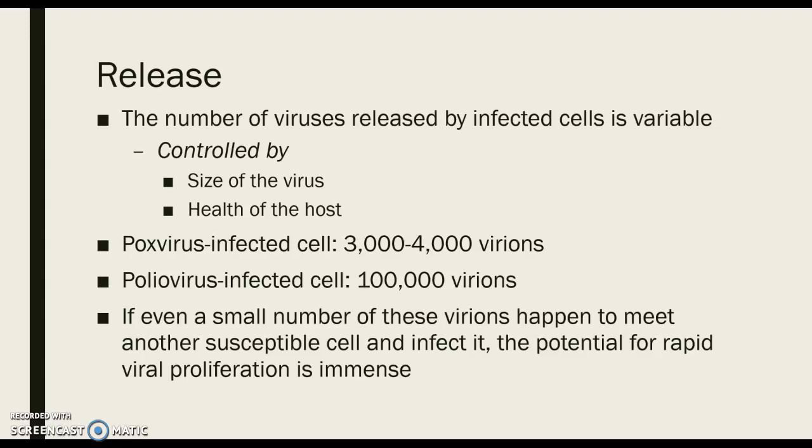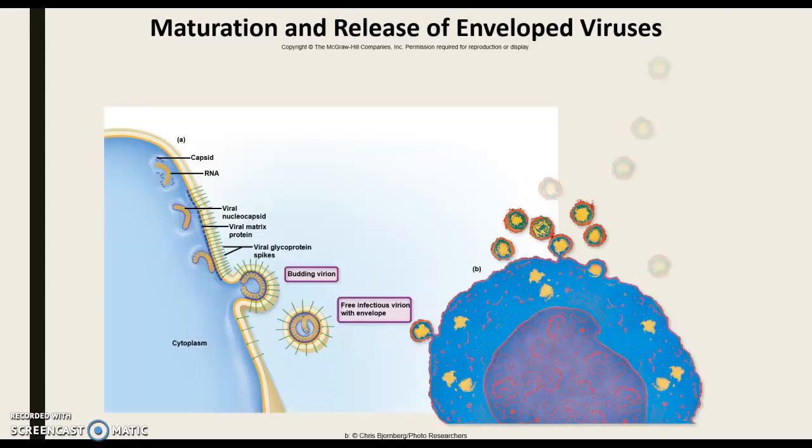The release: the number of viruses released by an infected cell is variable, and it's controlled by the actual size of the virus, because only so many humongous viruses are going to fit in any particular cell. And then also the health of the host. And you can see some numbers here. I'm not going to go over those. But if even a small number of these virions happen to meet another susceptible cell and infect it, the potential for rapid viral proliferation is immense.